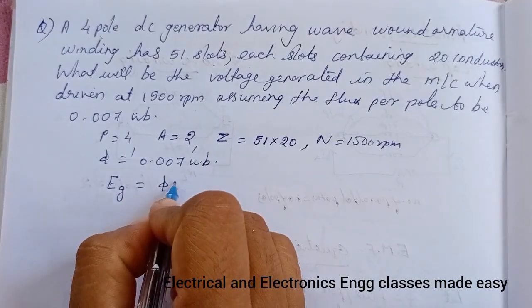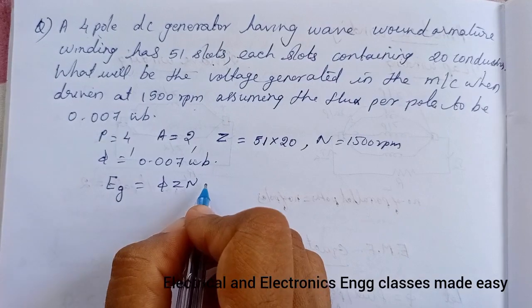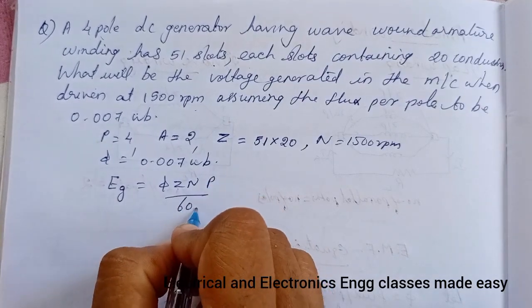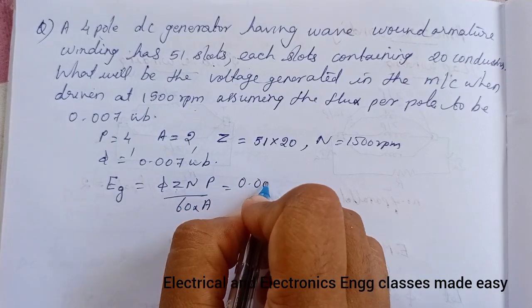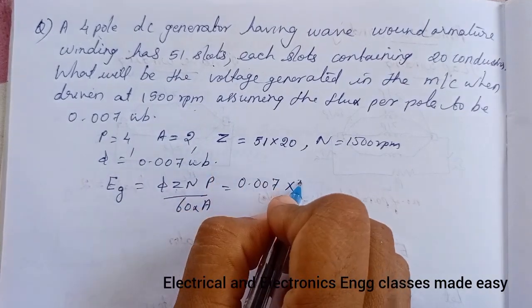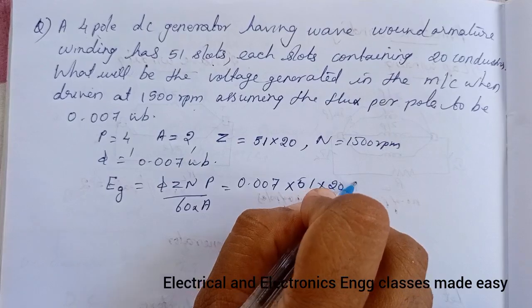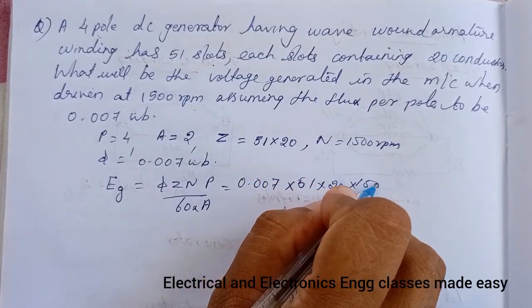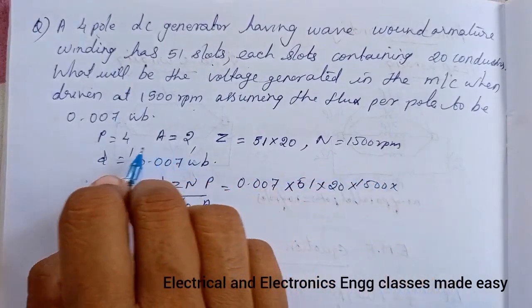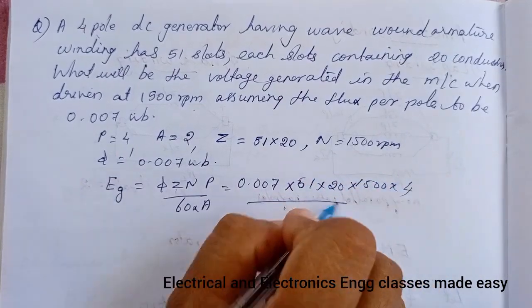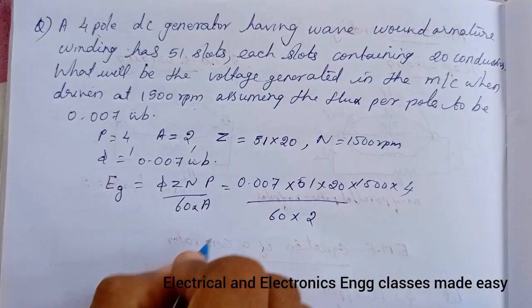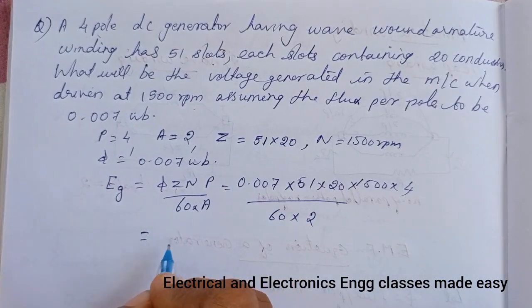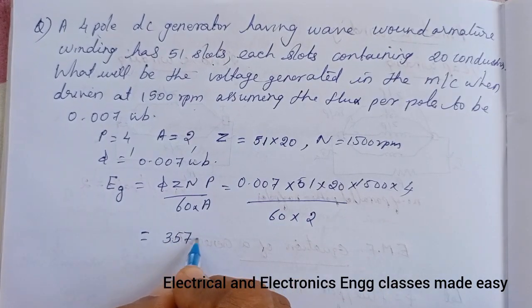So EG is equal to phi Z N P divided by 60 A. That is equal to 0.007 into 51 into 20 into 1500 into P, which is 4, divided by 60 into A, which is 2, and we get 357 volts.